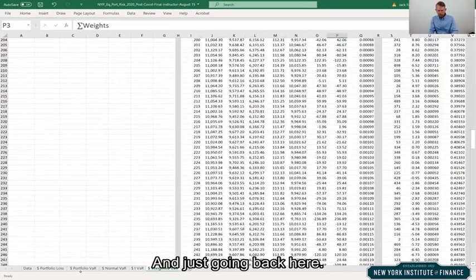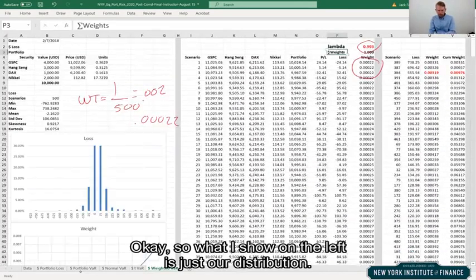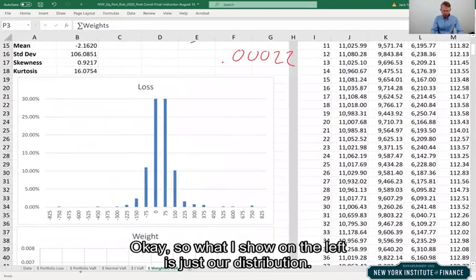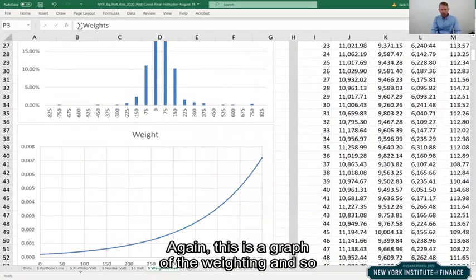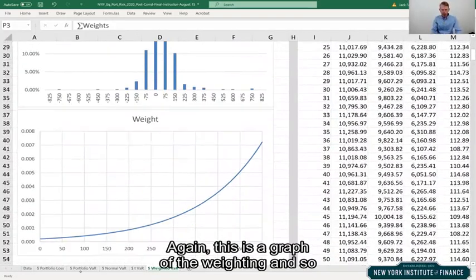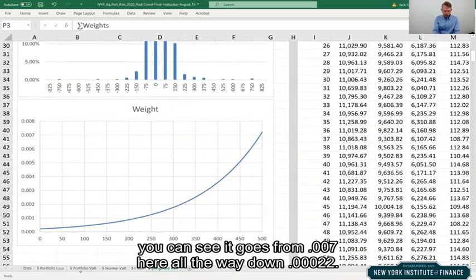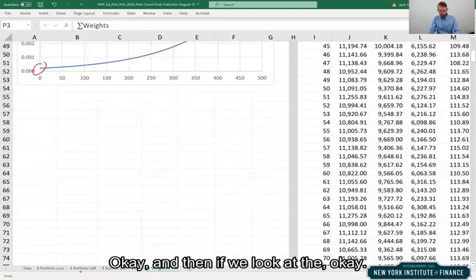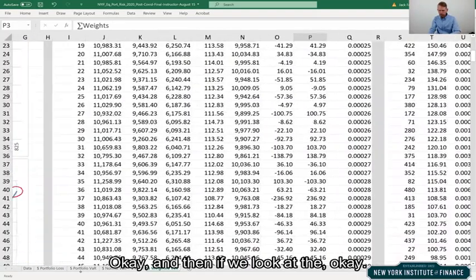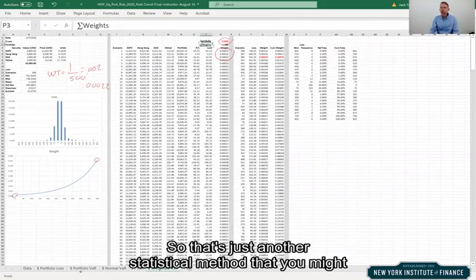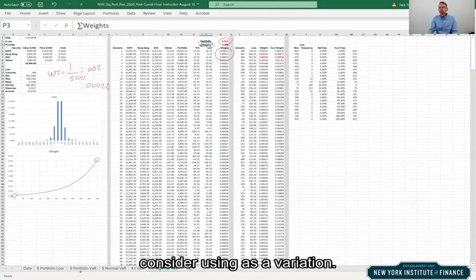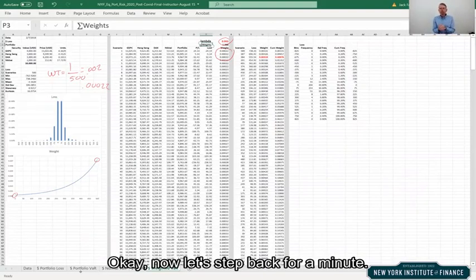And just going back here. Okay, so what I show on the left is just our distribution again. This is a graph of the weighting. And so you can see it goes from 0.007 here, all the way down to 0.00022. Okay. So that's just another statistical method that you might consider using as a variation. Okay, now let's step back for a minute.